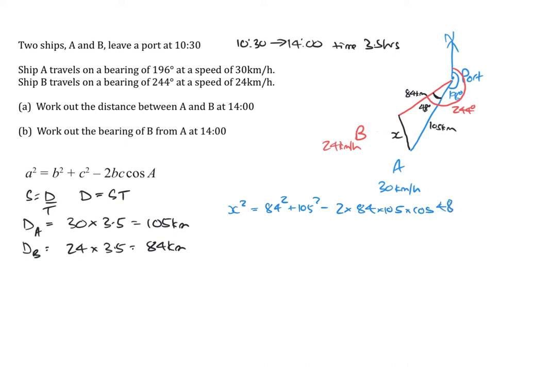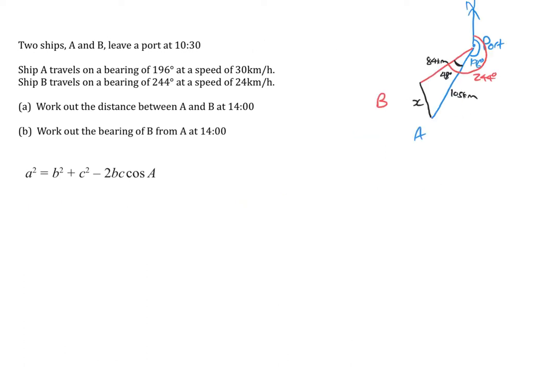So if I simplify the right hand side using a calculator, my x squared is going to be 6277.54. X will be the square root of that, so the distance x is 79.23 kilometers, and that's the distance between A and B. So part B of this question is far more complicated.